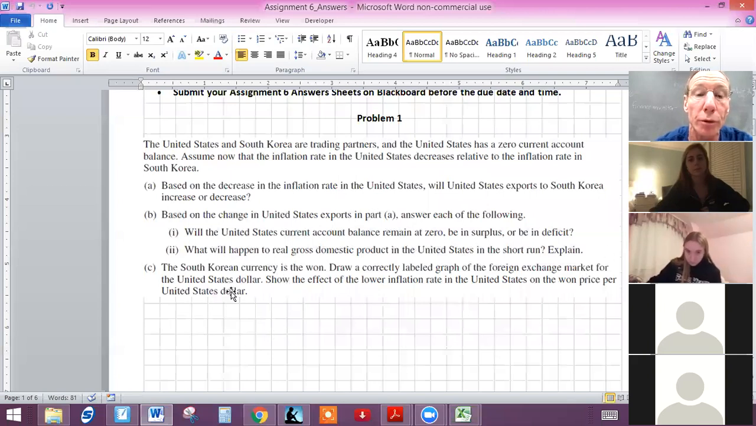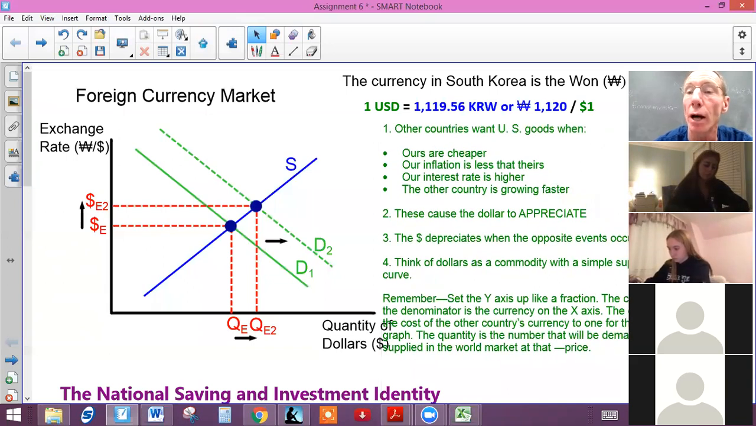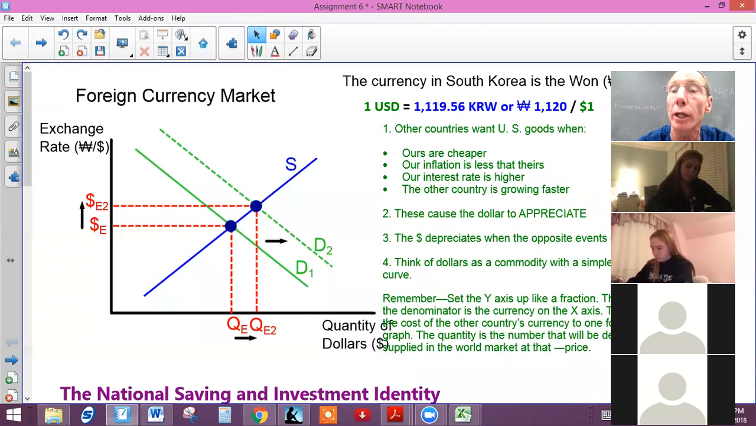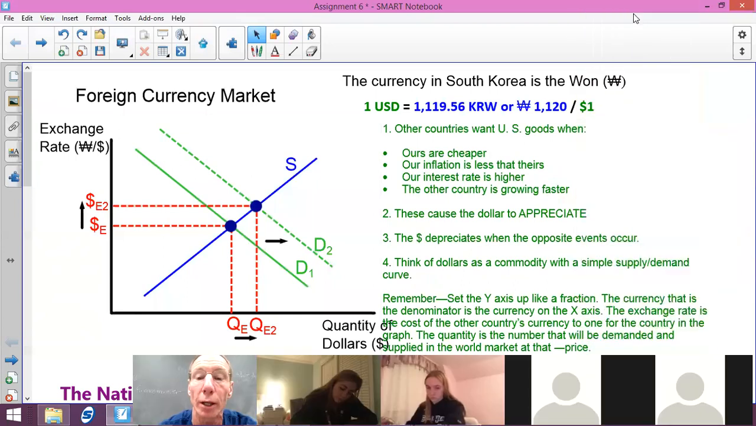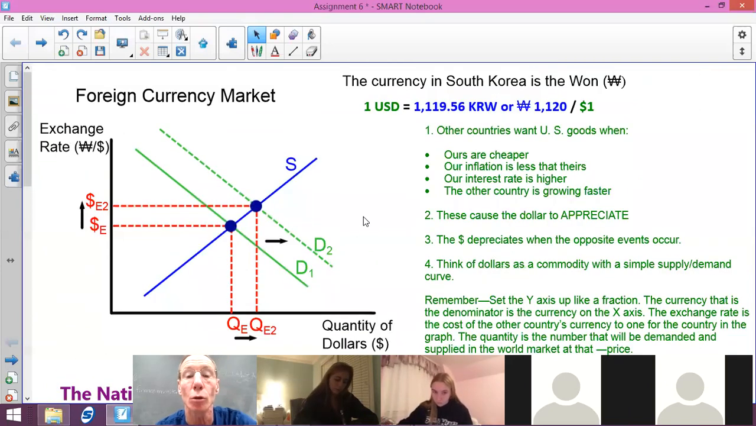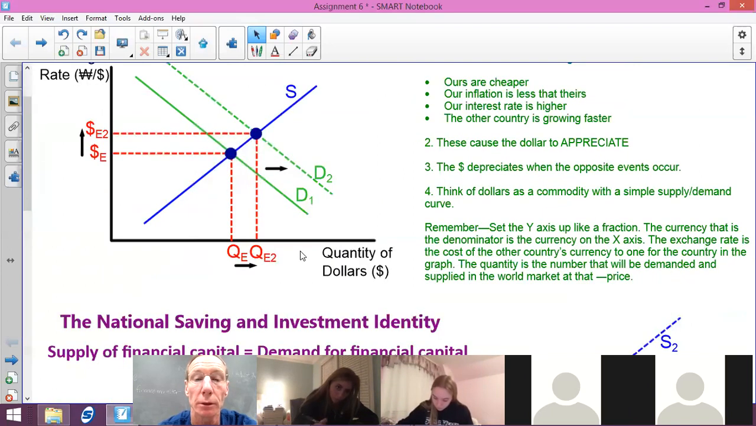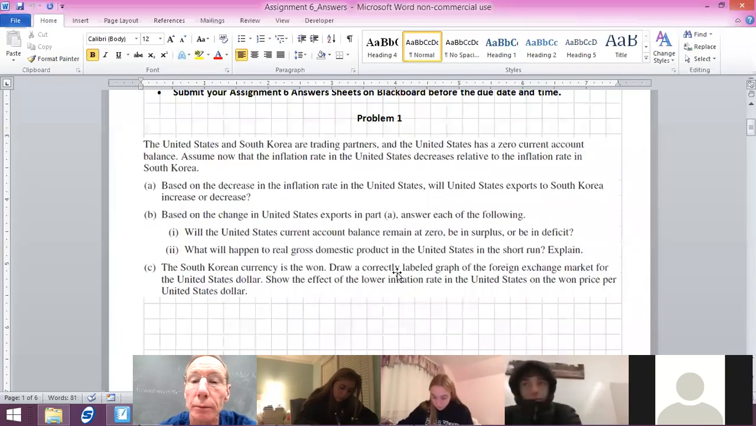So that tells you to put the quantity of dollars on the horizontal axis, and on the vertical axis is going to be wons per dollar. Okay, I'm trying to get you guys out of the way here. So wons per dollar here. Okay, so what's going to happen is the demand for dollars is going to shift to the right. Okay, let me make sure. Let me go back here.